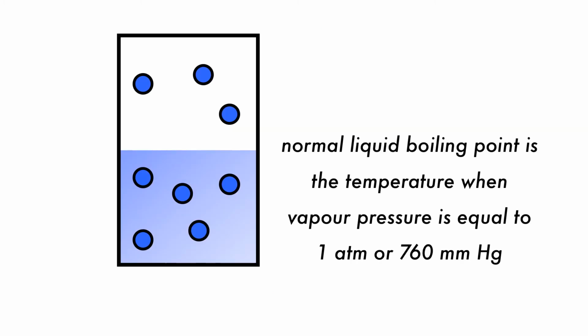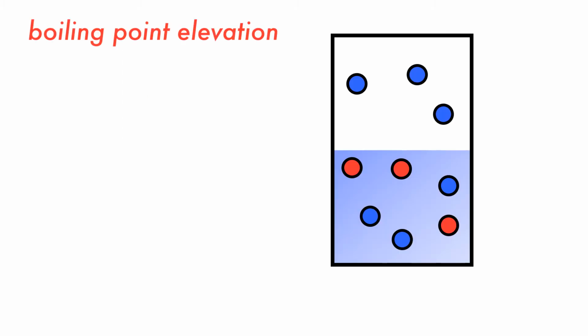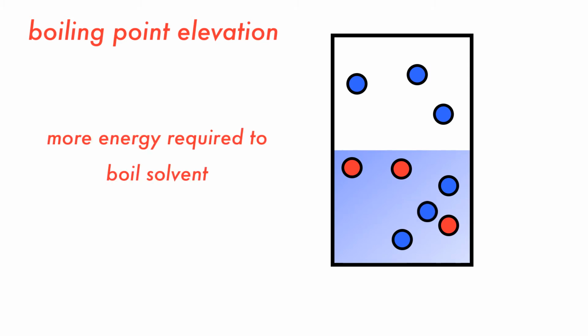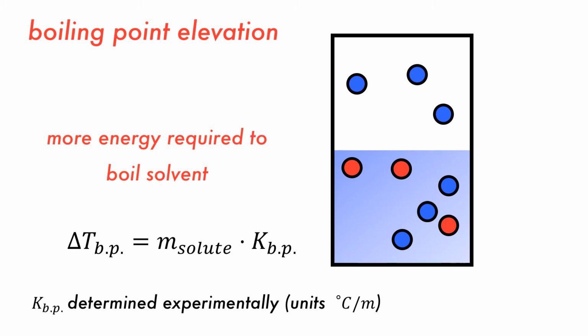The normal boiling point of a pure liquid is the temperature at which its vapor pressure is equal to 1 atmosphere. When a solute is added to a solvent, the boiling point is elevated. Solute molecules at the interface block solvent molecules from evaporating. As a result, more heat energy is needed to boil the solvent molecules. A simple relationship exists. The change in boiling point is equal to the molality of the solute times kBp, which is the molar boiling point constant.